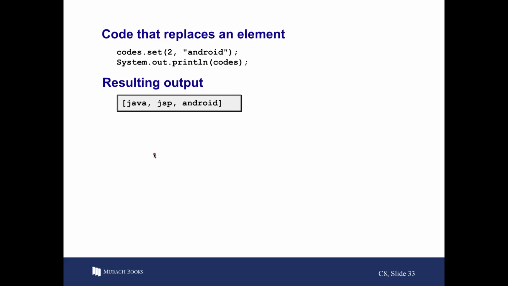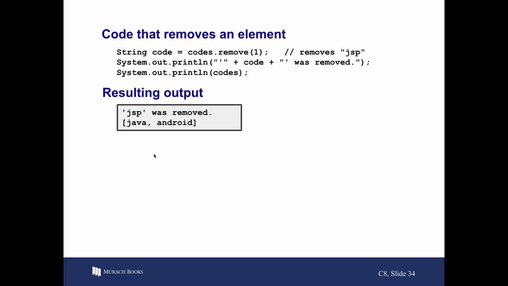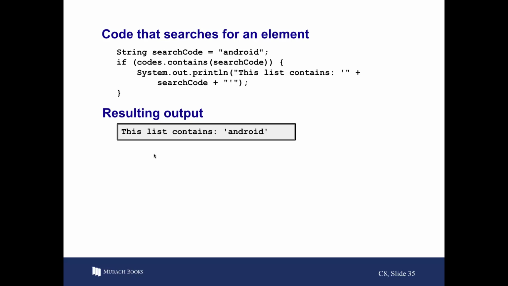Here's an example of replacing an element. Here's an example of removing an element. Here's an example of searching for an element. Contains is a Boolean expression. Codes.contains, this returns true or false.